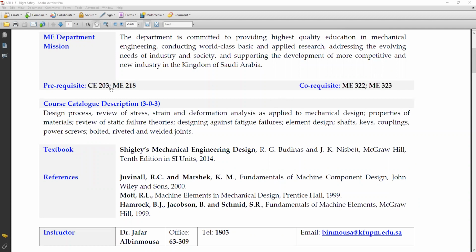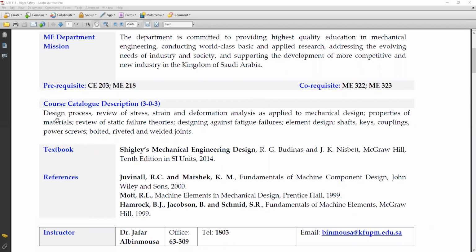Of course, by looking at the prerequisite of the course, you will see that we will have CE 203. I hope you had an enjoyable experience with CE 203. From my own experience teaching this course for a long time here, students do not necessarily come to machine design with a good experience in CE 203. So I hope this is not the case. And this is an E218 course. The corequisites are E322 and E323.